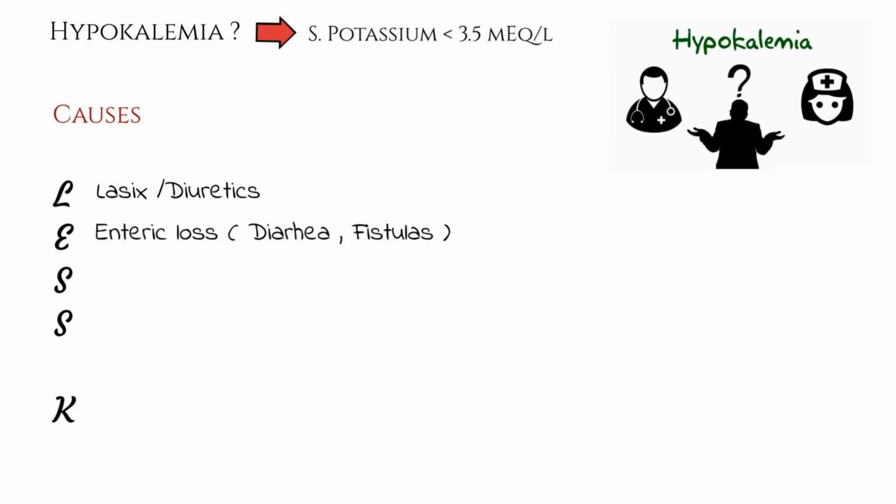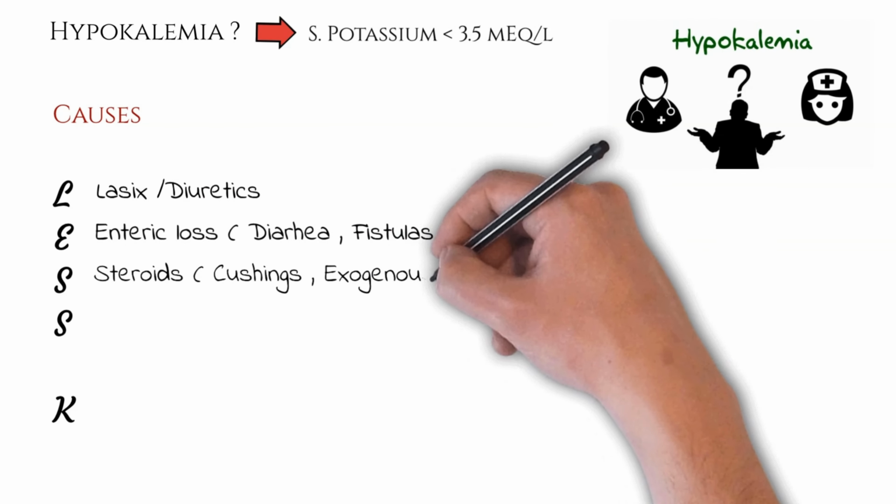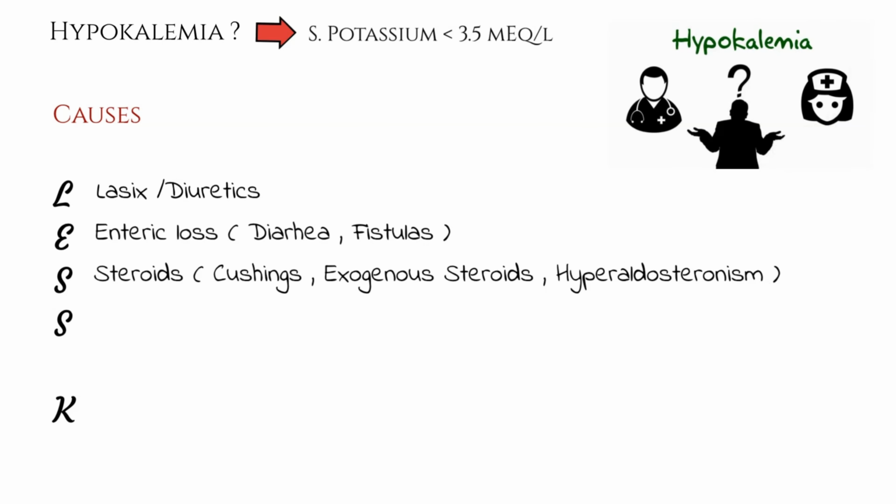Friends, as you all know, the GI tract is a good source of potassium. So in cases of enteric losses, the potassium will be lost in the feces, so there will be hypokalemia. S stands for the steroid, as in the cases of Cushing syndrome, exogenous steroid, and primary hyperaldosteronism, which is also known as Conn syndrome. In all these cases, there will be an increase in the blood sugar level, because of which the body will try to increase the insulin, and this insulin will cause shifting of the potassium into the cell, so there will be hypokalemia.